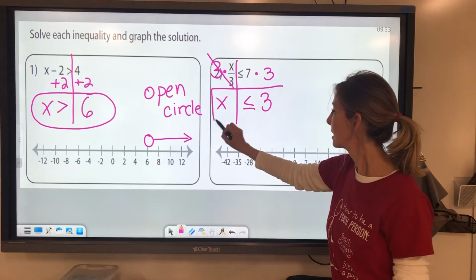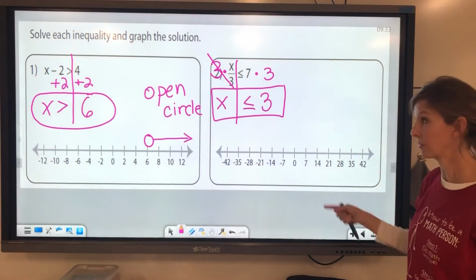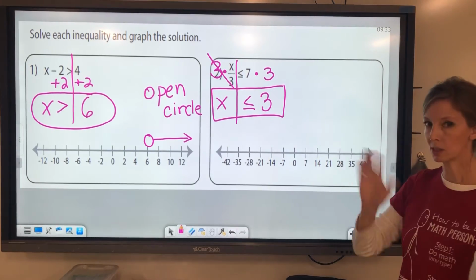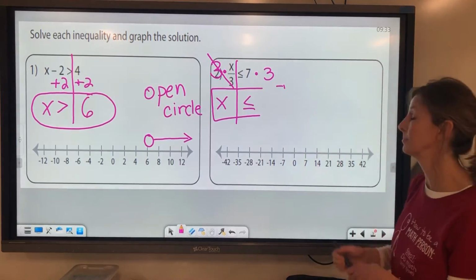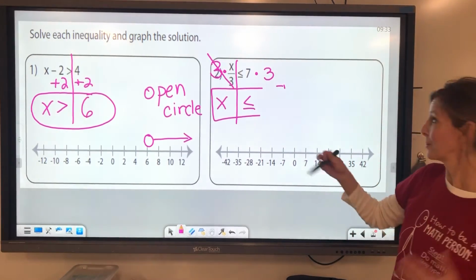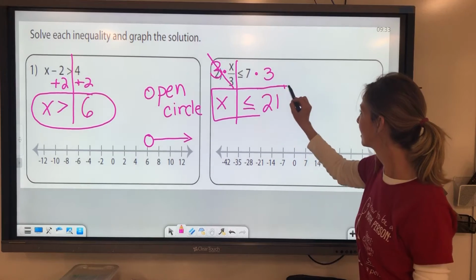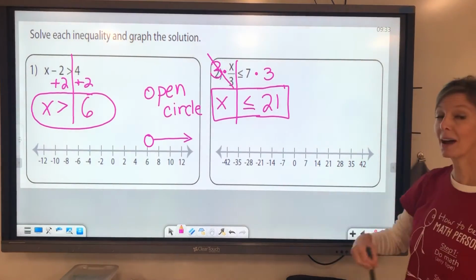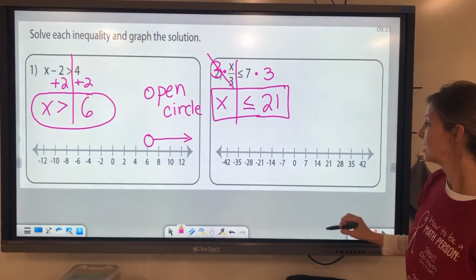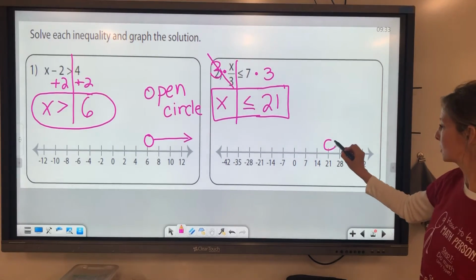All right, now that we have our inequality, we're gonna graph it. I'm sorry, I messed up, didn't I? Let's try that again. 7 times 3 is 21. Okay, so x is less than or equal to 21. So I'm putting my circle at 21.